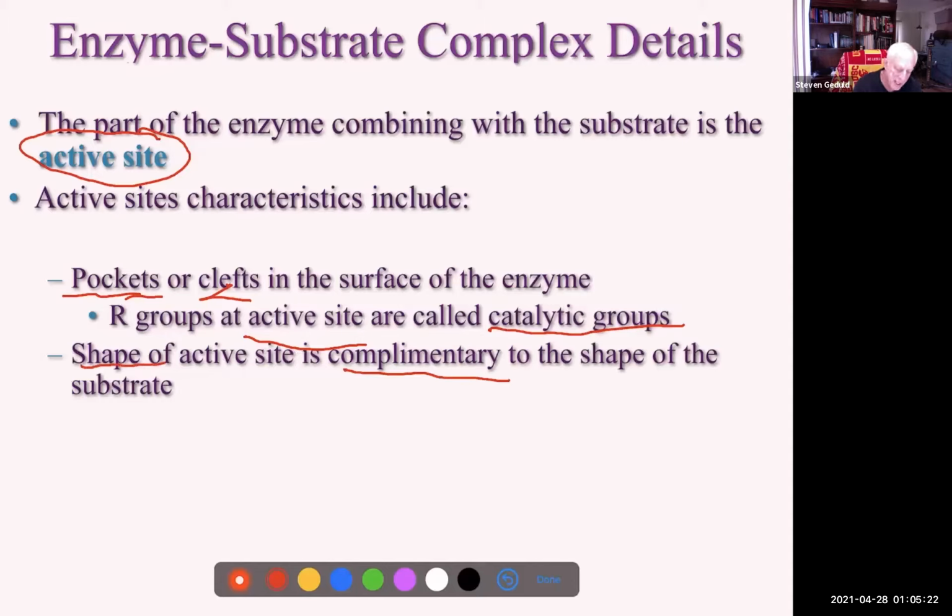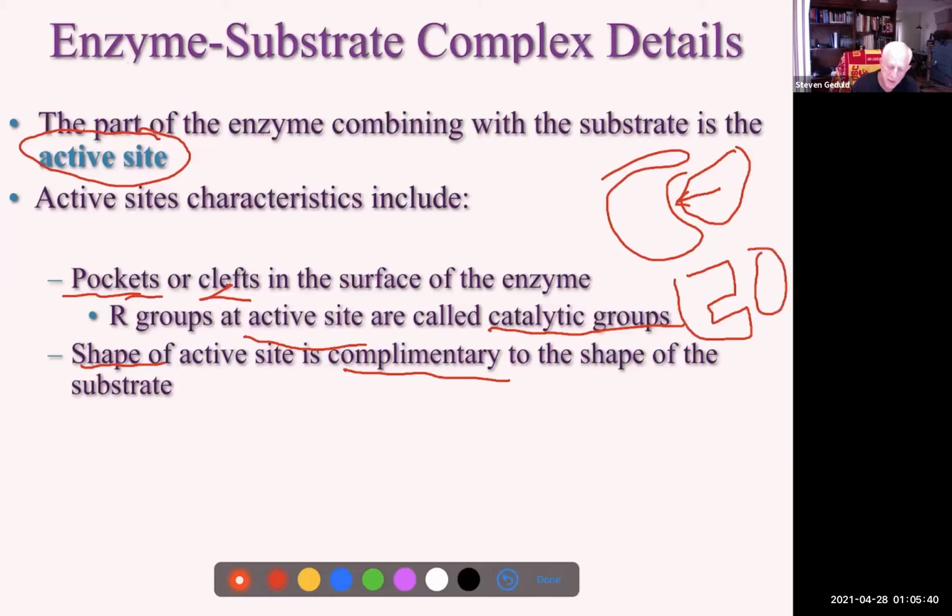So if the shape of the active site is like that, then the substrate is going to have the matching shape so it can come in here and bind with the appropriate types of bonds. You're not going to see an enzyme that looks like that and a substrate that looks like that. That's not going to fit in. So the shape of the active site is going to be complementary to the shape of the substrate.